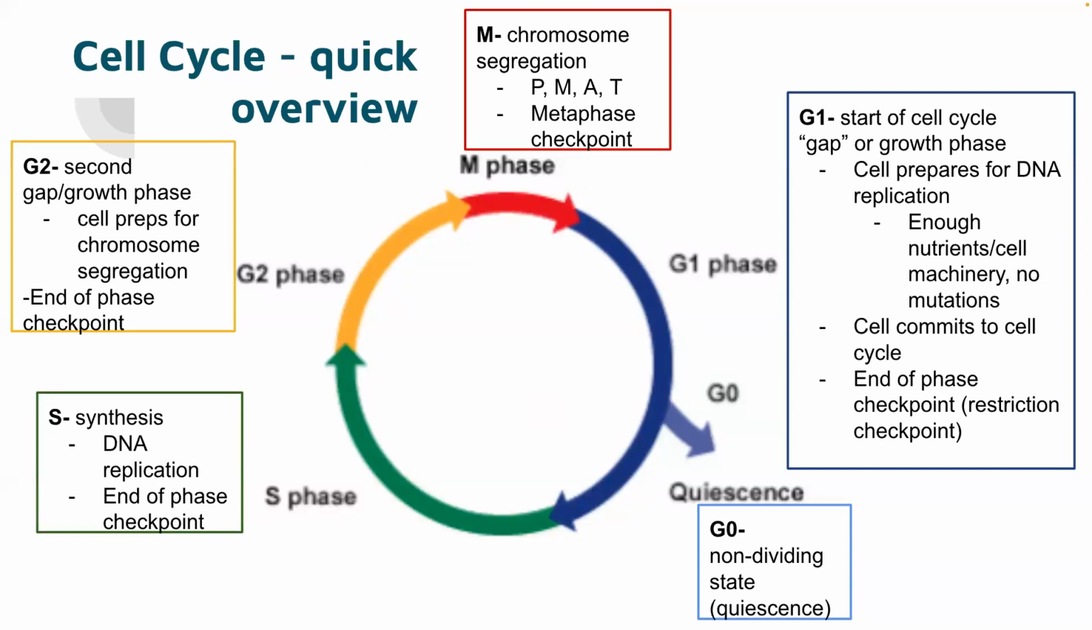Then we have S phase, which is DNA synthesis, G2, which is the second growth phase where the cell preps for chromosome segregation, and M phase. There's also a checkpoint during this phase. M phase is chromosome segregation. So we have prophase, metaphase, anaphase, and telophase. We also have a very important metaphase checkpoint here.